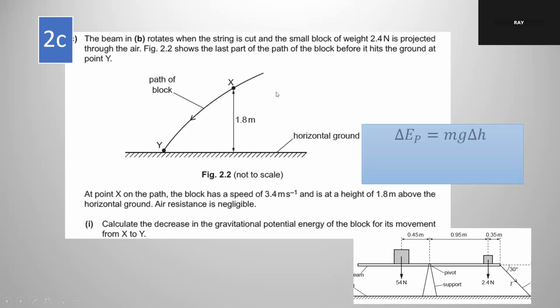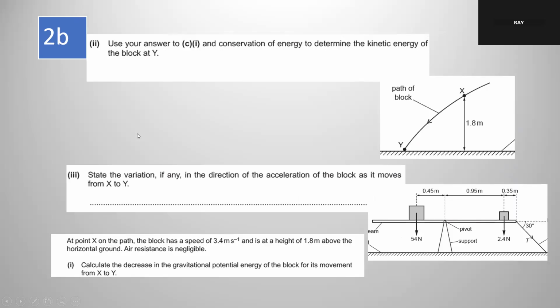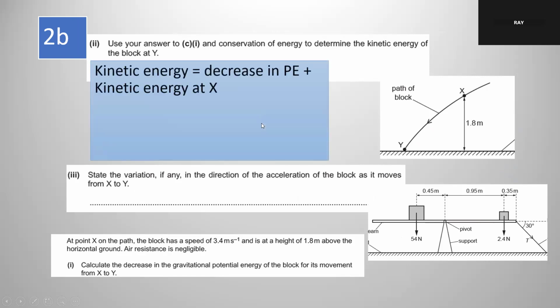Memorize the potential energy formula, that's all. Write down, make sure the potential energy formula is written there, put in your value and calculate. Use your answer in part C1 and conservation of energy to find the kinetic energy here. So the potential energy here is converted to kinetic energy here. So we have decrease in potential energy plus kinetic energy at x.